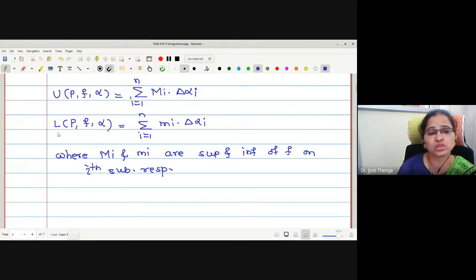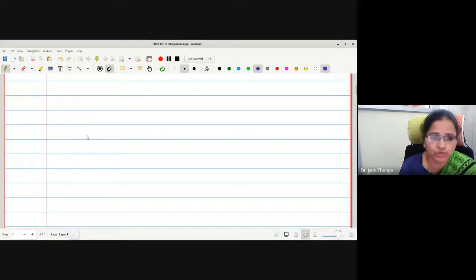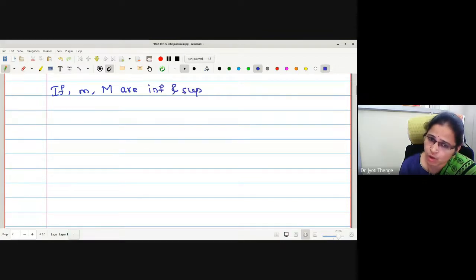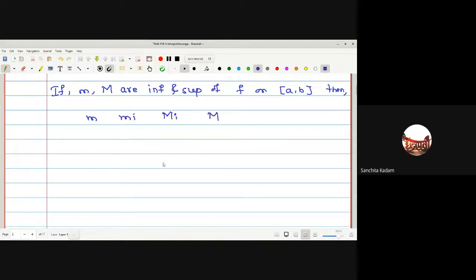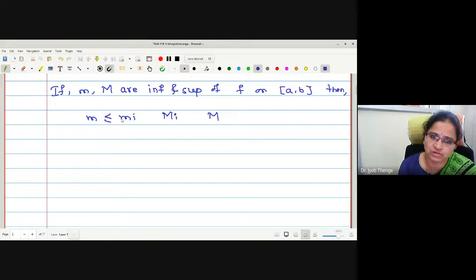But just to make both the sets U(P,f,alpha) and L(P,f,alpha) bounded, we are going to prove some inequality right now. If I am writing small m and capital M as the infimum and supremum of f on the closed interval [a,b], then what is the relation between small mi and capital Mi? This we have studied already in the case of Riemann. Less than or equal. Very good, for every i.